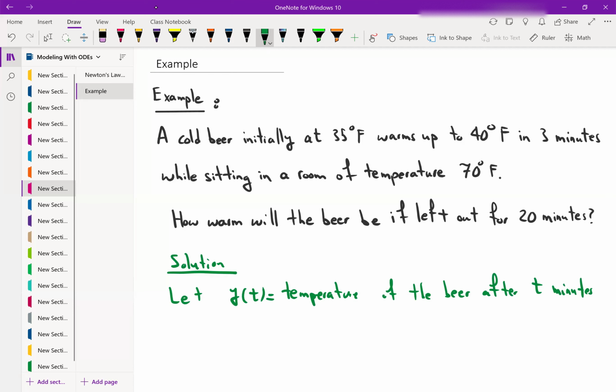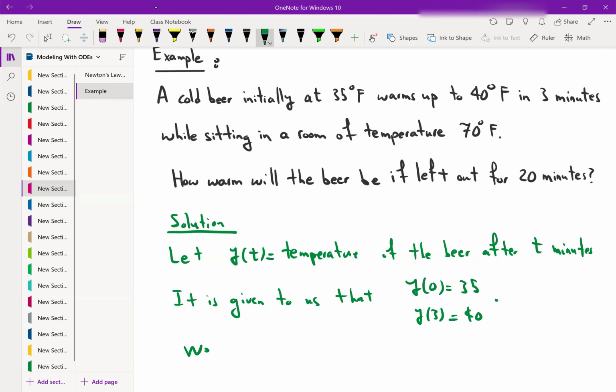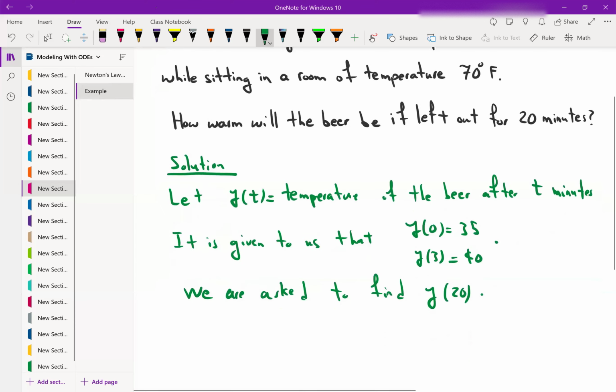Okay, very good. So what are the pieces of information that we have? It is given to us that y at 0 is 35, y at 3, after 3 minutes, is 40, and what are we asked to do? We are asked to find y at 20, after 20 minutes. We want to see what is the value of y when t is equal to 20. So how do I do that?